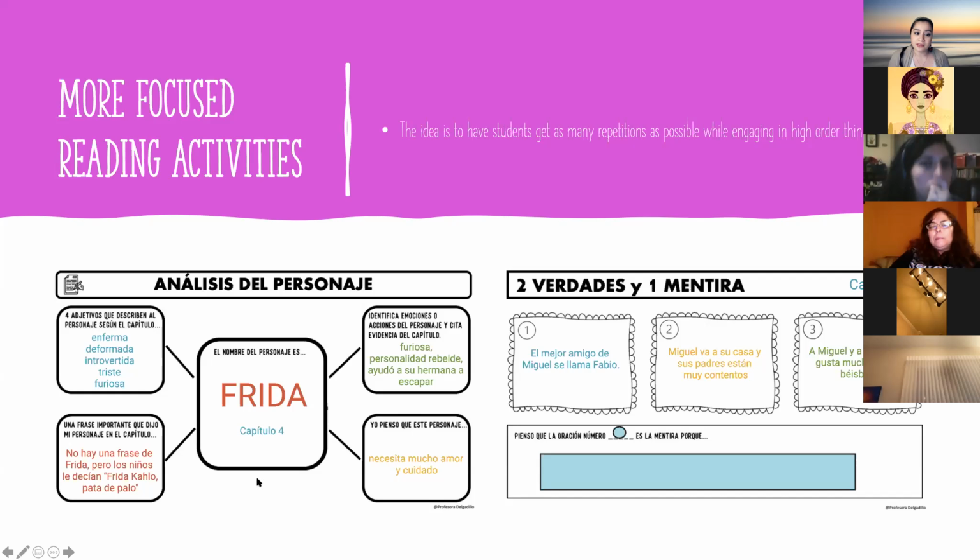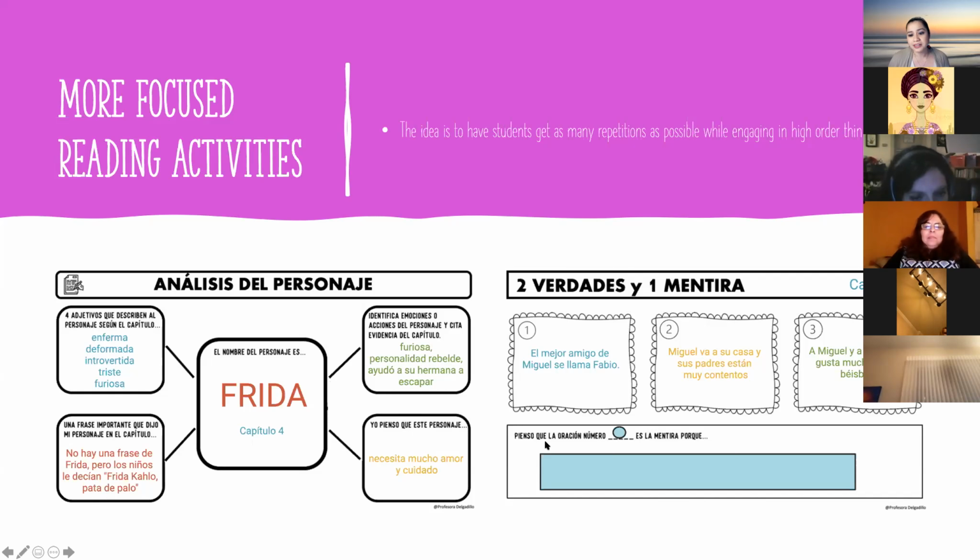When they had read chapter 4, I had my students create one of these for the different characters mentioned. One of my students wrote about Frida, and this is how she defined Frida in chapter 4: adjectives that describe her, an important phrase that she said, or something that was relevant to her. And then I had emotions or actions taken by the character, and then what does she think about this character? Okay, and I thought what she said about this character was pretty interesting.